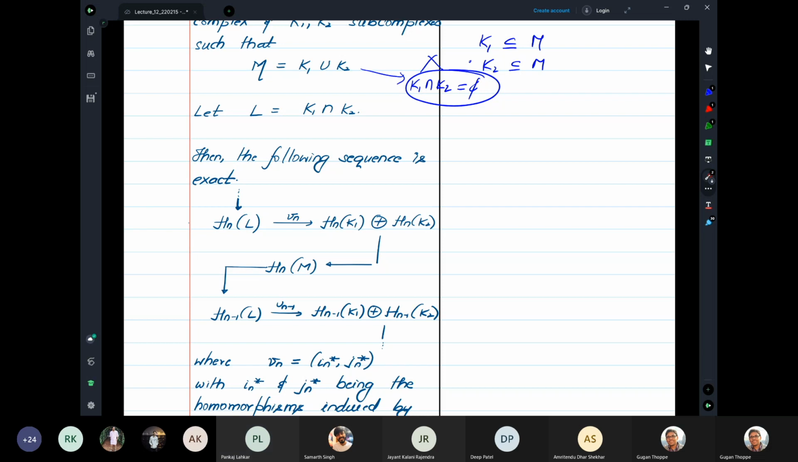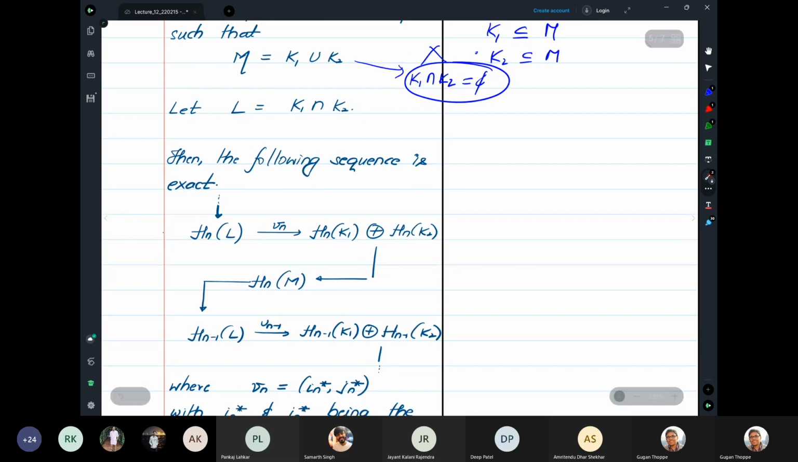Okay. What about if they share a face? What about then? Can you help me recall the definition of a simplicial complex? When do we say a collection of subsets is a simplicial complex? If they are closed under subset operation. Very good. The information given to you is that K1 and K2 are simplicial complexes, and the question is whether K1 intersection K2 is a simplicial complex. What do you think?